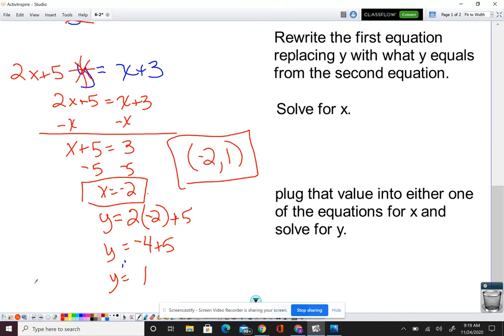Would Desmos be a better calculator for this then? For the graphing stuff, I would say yes. To find your point of intersection, yes.